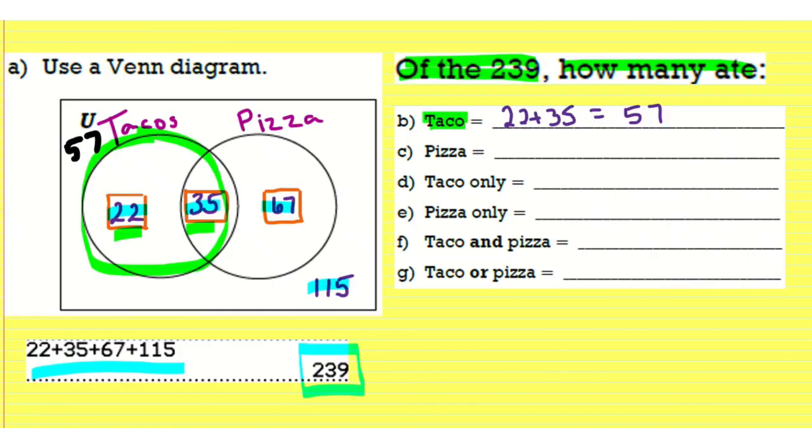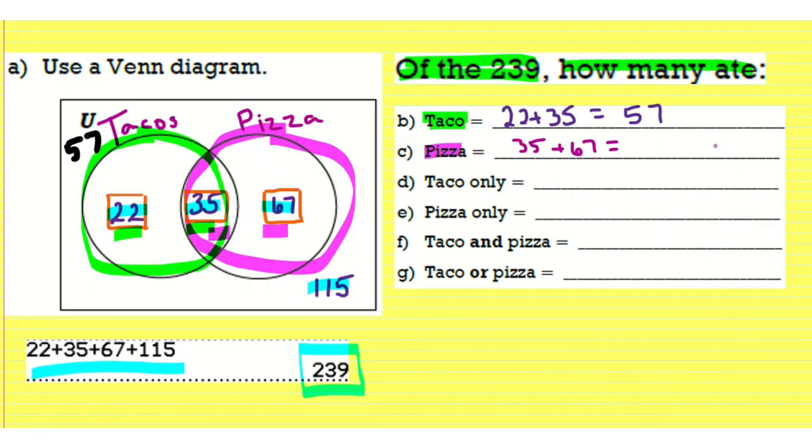Okay. Same thing goes for pizza. Pizza, we're looking at the pizza circle, and that means we're going to add these two numbers together, and that is going to give me 35 plus 67, and that gives us what they originally told us was that 102 people chose pizza. Okay, so the first one has an answer of 57, and pizza is 102 people had pizza. And then they want to know how many people had tacos only.